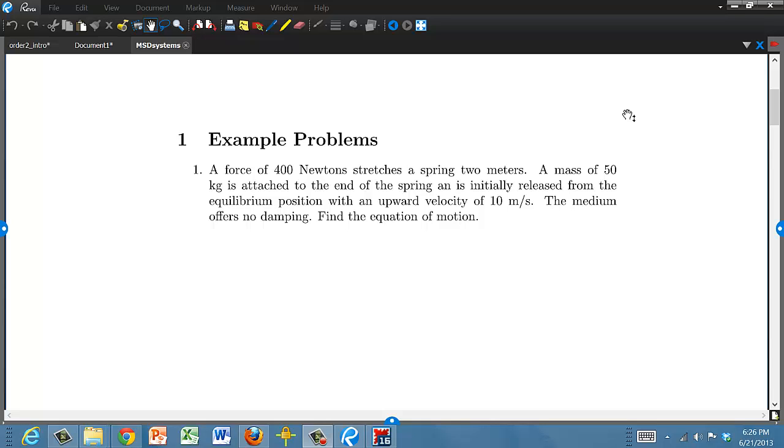Alright, let's take a look at a couple example problems for these mass spring damper systems. I'm just going to cover setting up the problems because they come down to second order constant coefficient ODEs, and we are experts in solving those.